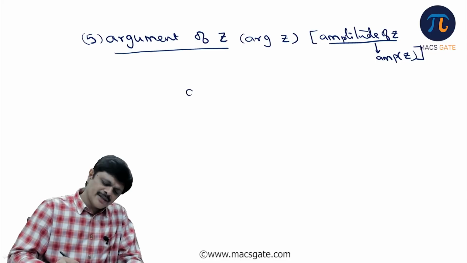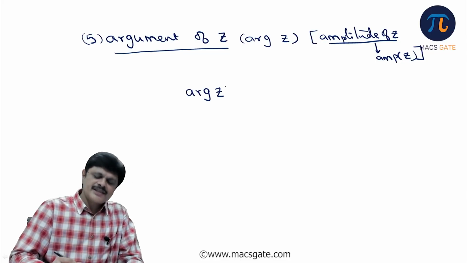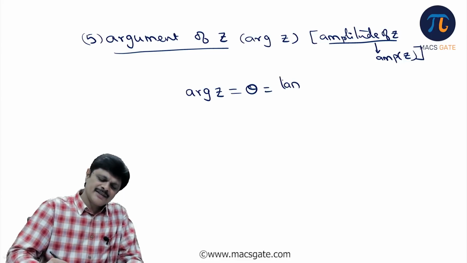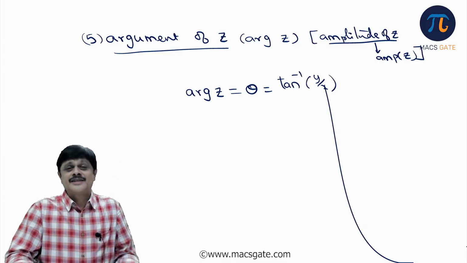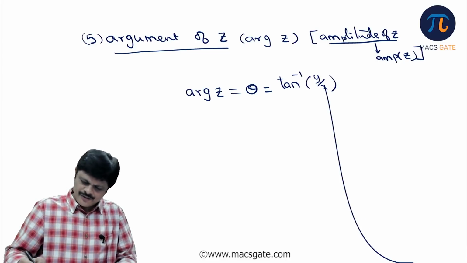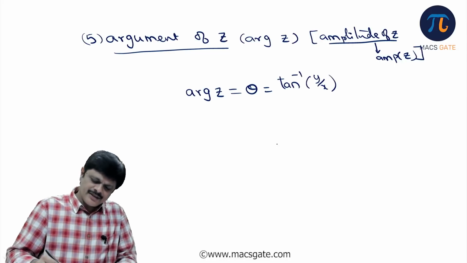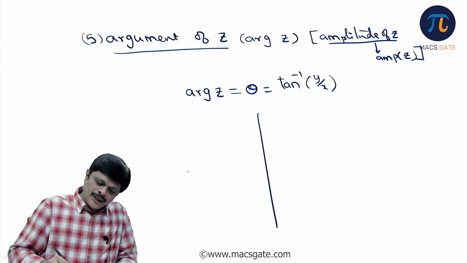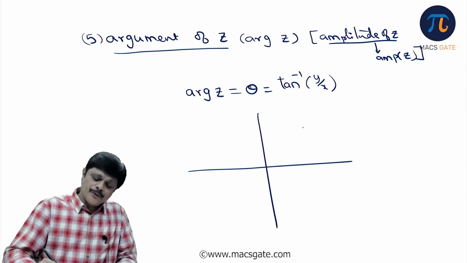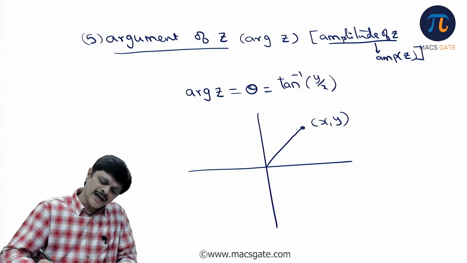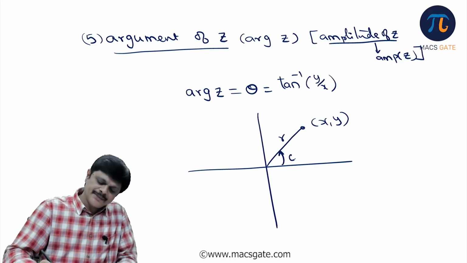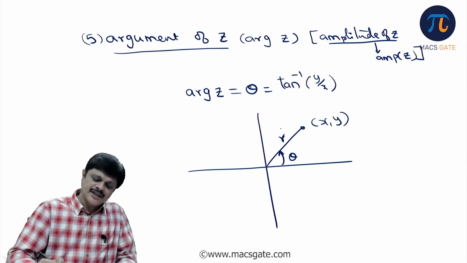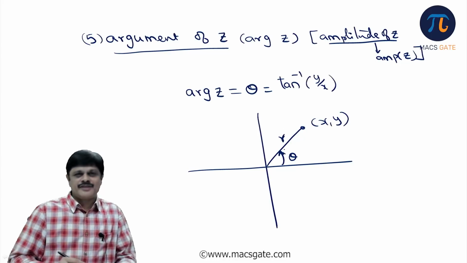So what is argument? The arg Z is nothing but theta. And what is theta? Tan inverse y by x. This is the argument of Z. Now look here, we need to understand this particular point. We have a point in the xy plane. This is r and this is theta. So this r is your mod Z and theta is the argument of Z.